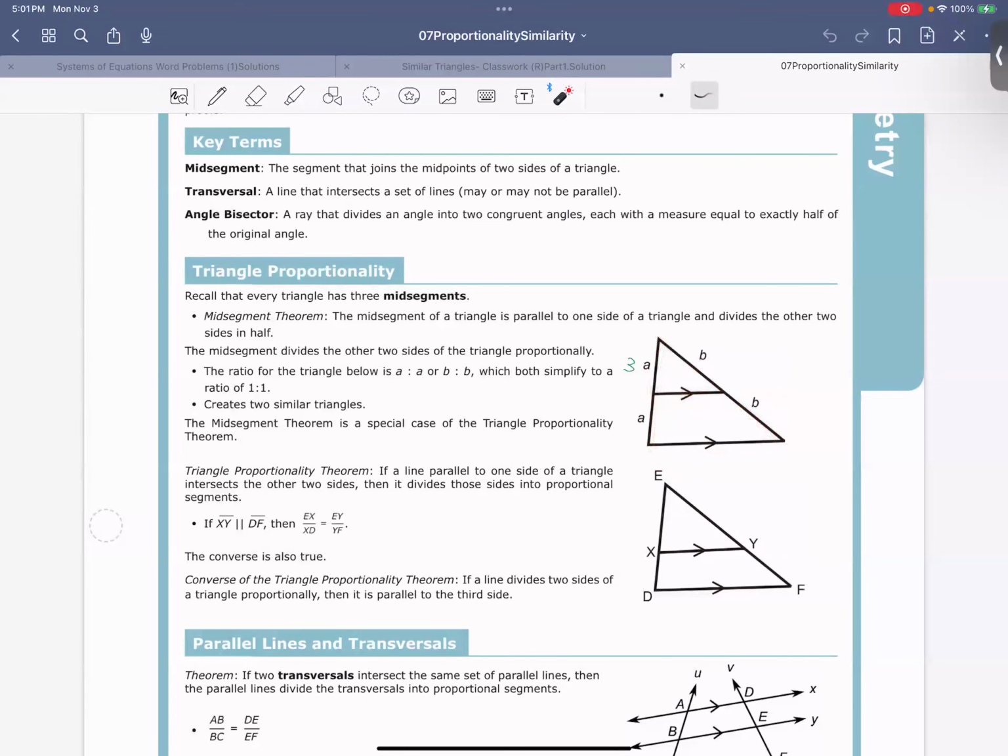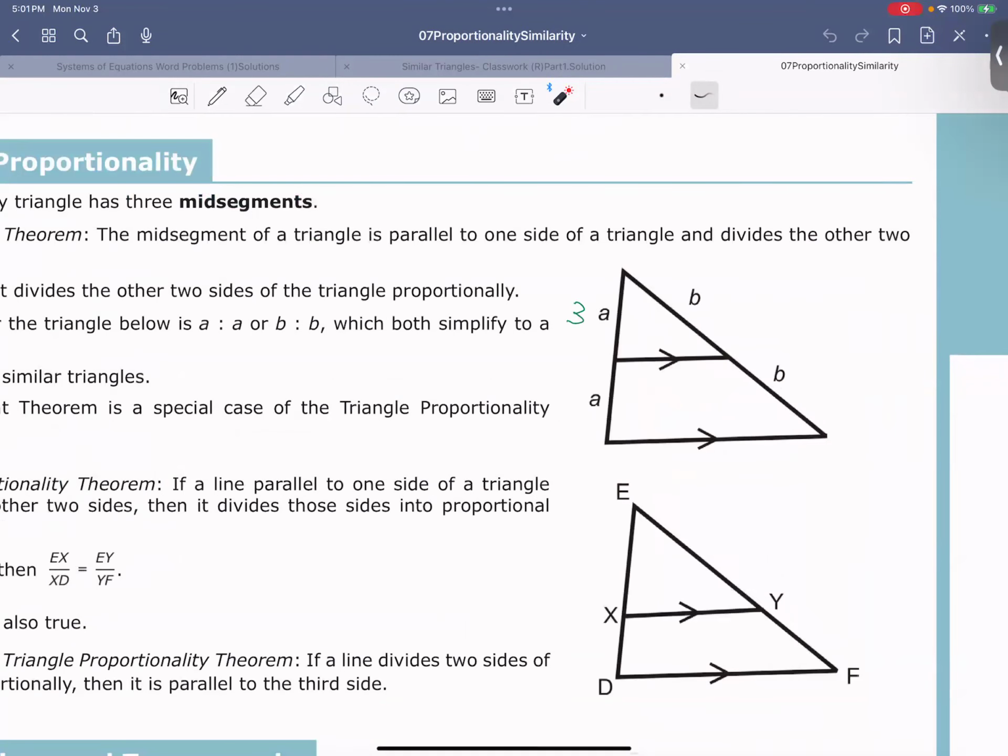And we can even push further. When two triangles are similar, then their corresponding angles are equal. Based on the corresponding angles being equal, you can use the corresponding angle converse theorem. You can prove these two lines to be parallel lines. So if you connect the midpoints on the two sides, that mid-segment is parallel to the third line. Okay?